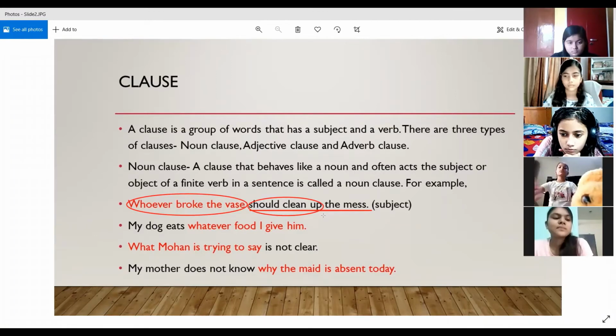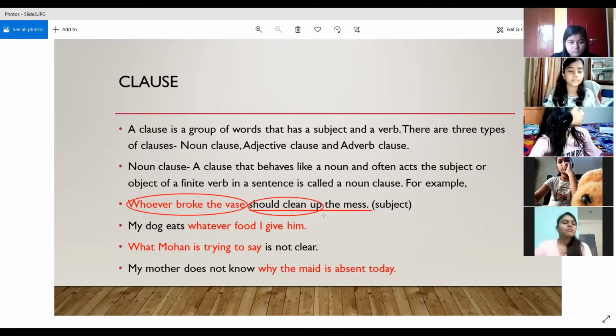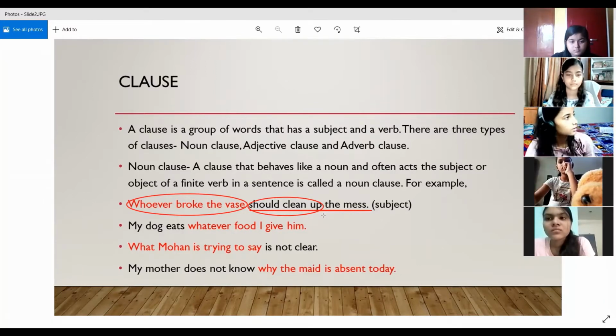Now we are looking into the subject of the sentence. We can see that the subject is a noun over here, right? Then we will see that this is a group of words which is acting as a noun. Now we will go further into it and see whether in this group of words a verb is present or not. Then we will see, oh, broke is present over here. So we can call that this is a noun clause.